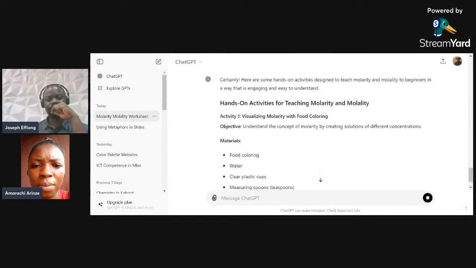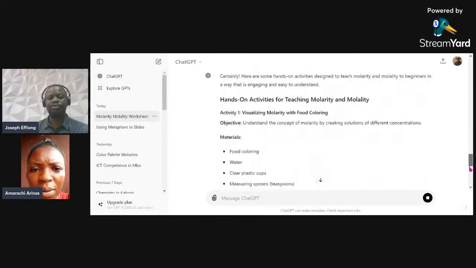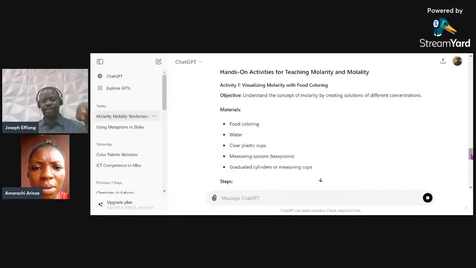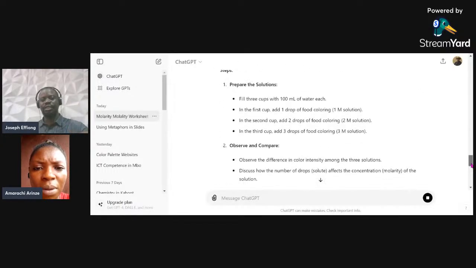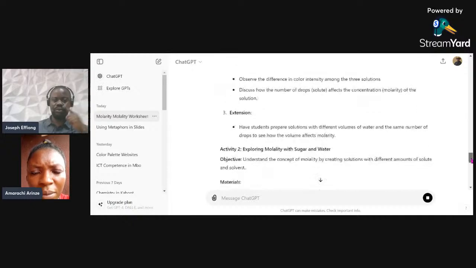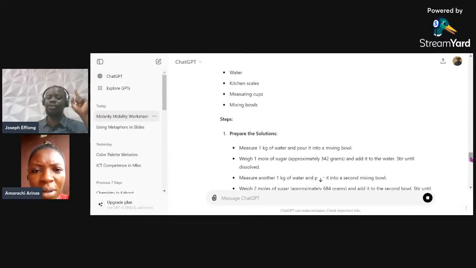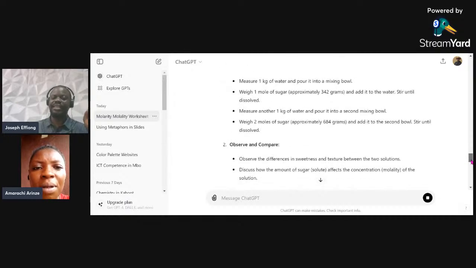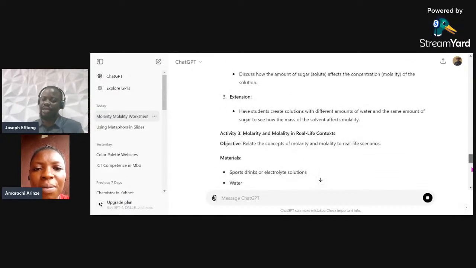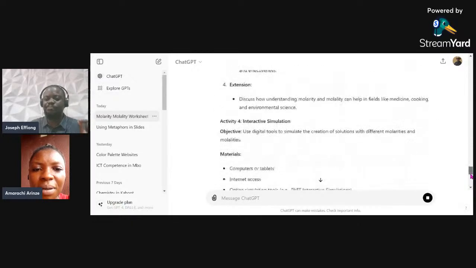Certainly. I am sure if you read through, you see that the process it has followed here is different from the process it followed in the previous one. Because in the previous one, you did not say that you are going to deal with students who are finding it difficult to understand chemistry. But this one, you have clearly specified.